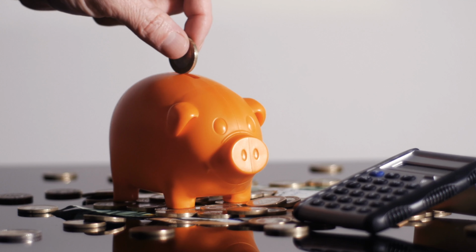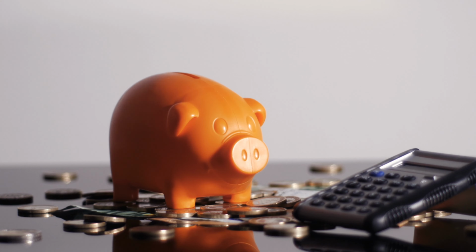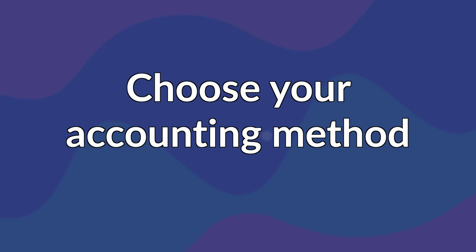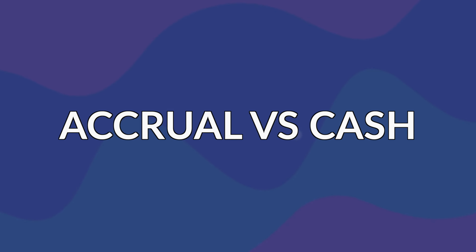So when you do this, all property-related income will flow into this account and all expenses will be paid from this account, or multiple accounts in the case of more complex rental property accounting. Then you're going to choose your accounting method. There are two types of accounting methods, accrual and cash. If you can't figure out which one to choose, well then you're in luck, because this step is less about choosing an accounting method than it is understanding the difference.